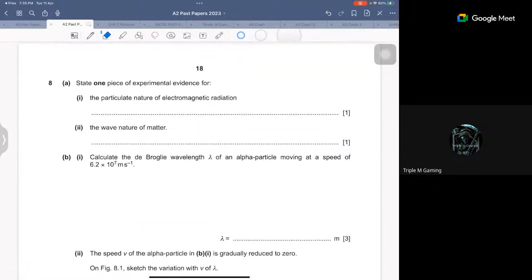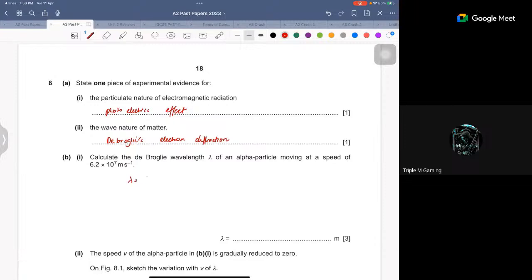State one piece of experimental evidence of the particulate nature of electromagnetic radiation. Photoelectric effect. And then for the wave nature of matter, de Broglie electron diffraction. Okay, then calculate the de Broglie wavelength of an alpha particle moving at speed.